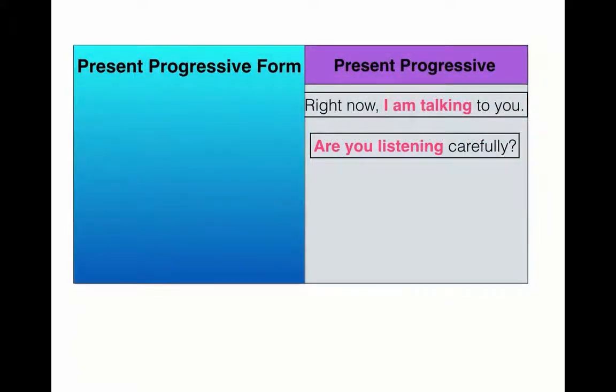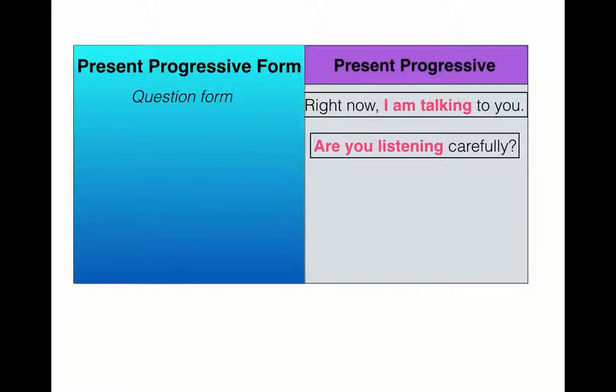Okay, let's quickly review how to form the present progressive. We need the be verb, which we just mentioned, as well as a verb with ing. That would be the main verb.